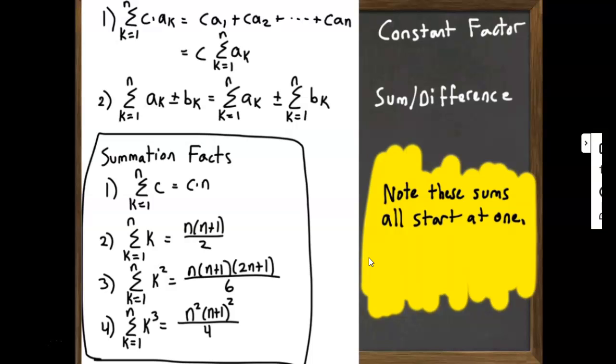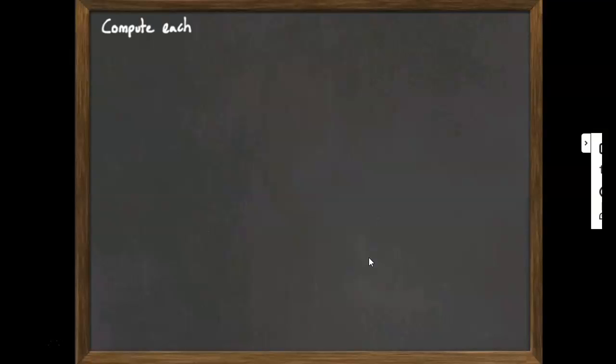And so we want to use these properties now to compute some sums. What if we want to do the sum as k goes from 1 to 100 of k? In other words, we want to add the numbers from 1 to 100 up.